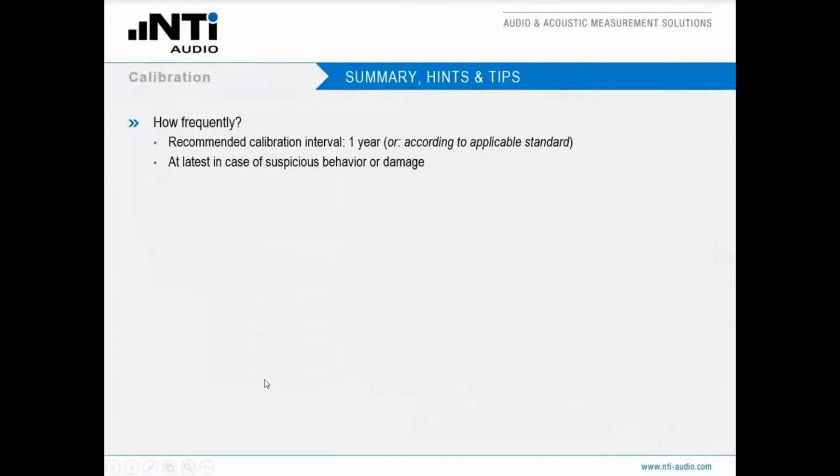Good. So some last hints. How frequently do we recommend to calibrate your instrument? Actually, we would recommend to do it once per year. There are some national standards which define other calibration intervals. So this is something that you have to find out for your application, for your instrument, what is applicable. At the latest, if you notice that something is wrong with your instrument, we strongly recommend to send it to us to make sure that it is verified.